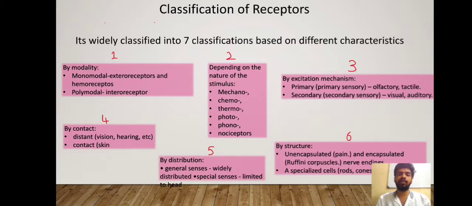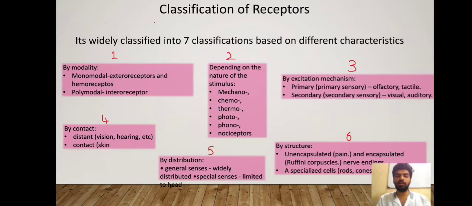And the second, depending on the nature of the stimulus which occurs to the receptors, classifies the receptors into particular types: mechanoreceptors, which attain a mechanical stimulus, chemoreceptors, which attain a chemical stimulus, and thermoreceptors, which attain a thermal stimulus. According to it, there are also photoreceptors and nociceptors. And the third one, by excitation mechanism, may be primary and secondary. Primary deals with the primary sensory, which is olfactory and tactile, and secondary deals with the secondary sensory, which is visual and auditory.